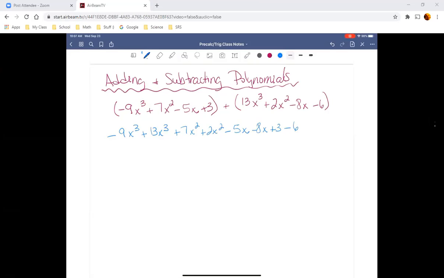So how many x to the thirds do we have? You had negative 9x to the thirds, and you got 13x to the thirds, so we have a total of 4x to the thirds. How many x squareds? Yep, 9x squared. How many x's? Negative 13. And how many whole numbers? Negative 3.